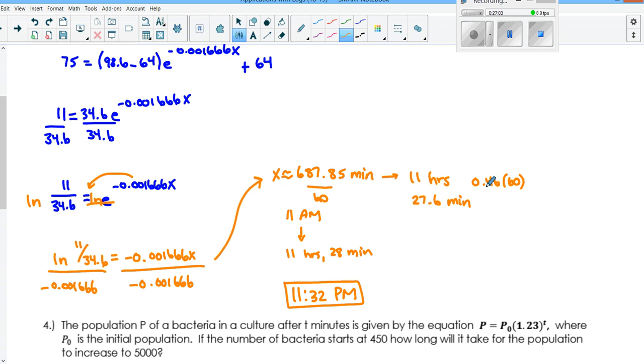We had to take our 0.46 out of 60 to give us that it was about 28 minutes. So we then had to say, if the person was found at 11 a.m., then 11 hours and 28 minutes in the past is when the person had died. So you have to go backwards 11 hours, which puts you at midnight, and then backwards 28 minutes from there, which puts you at about 11:32 p.m.